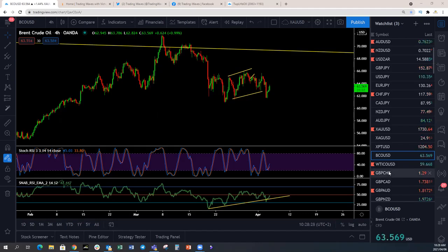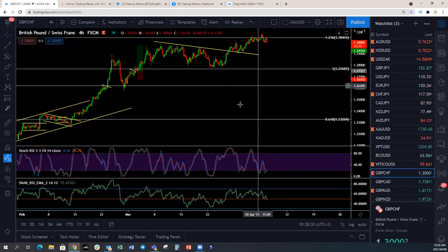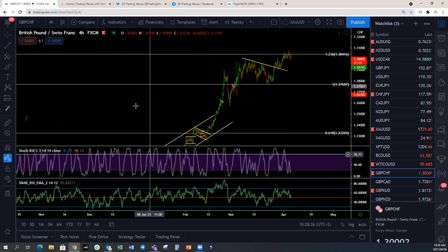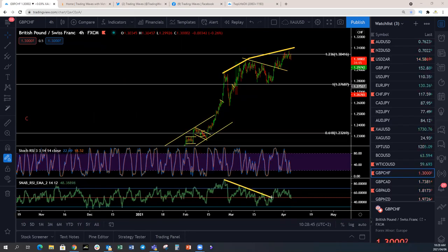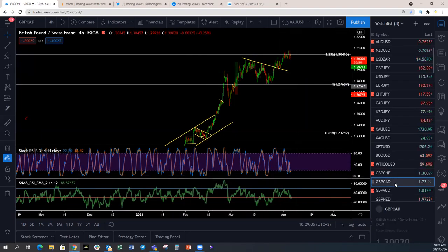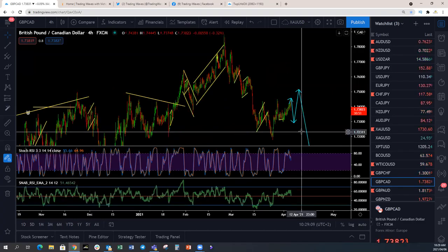Pound chief. Pound chief hasn't really taken off since breaking out of this corrective structure. What I'm noticing with pound chief is that there's very strong divergence. If you look at this here, it keeps making lower highs, and this is making lower lows. So it looks like we are going to start getting a deeper correction here on pound chief before a resumption of the move to the upside. So let's keep an eye on this. No trade as yet.